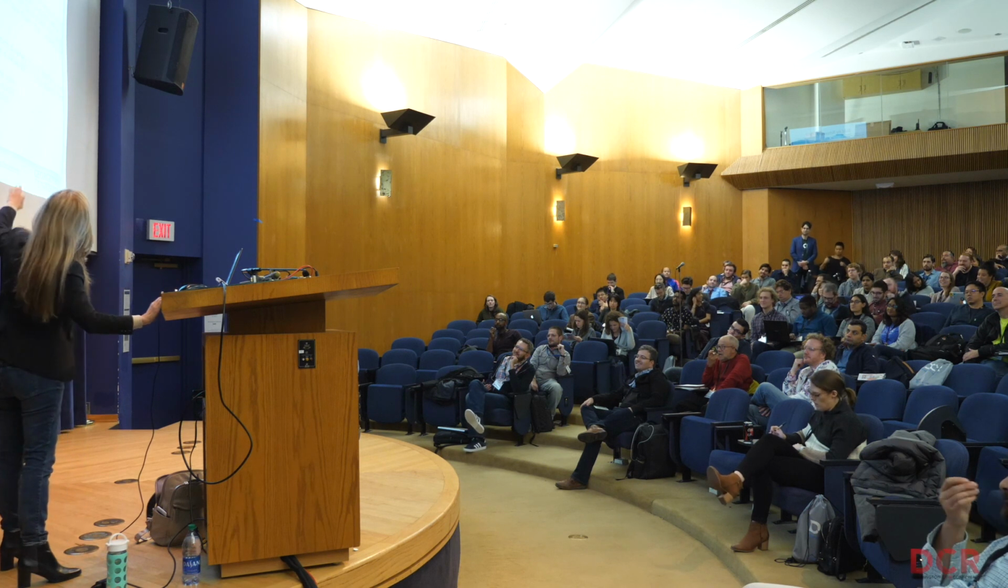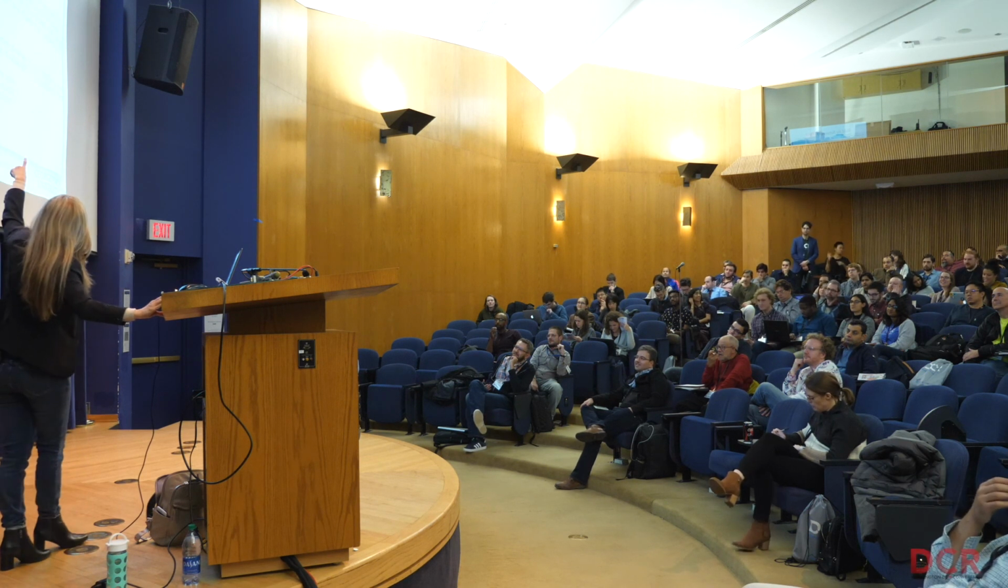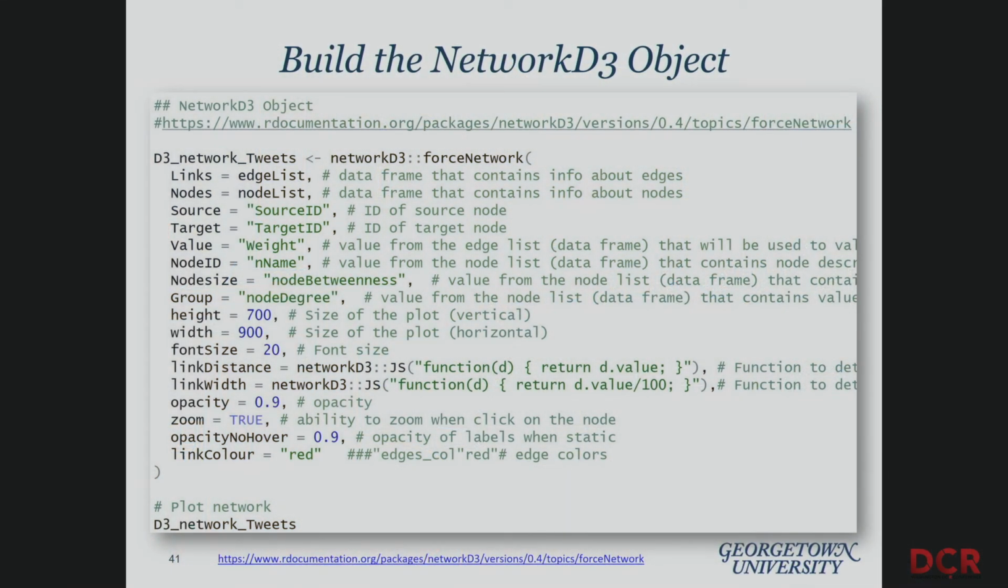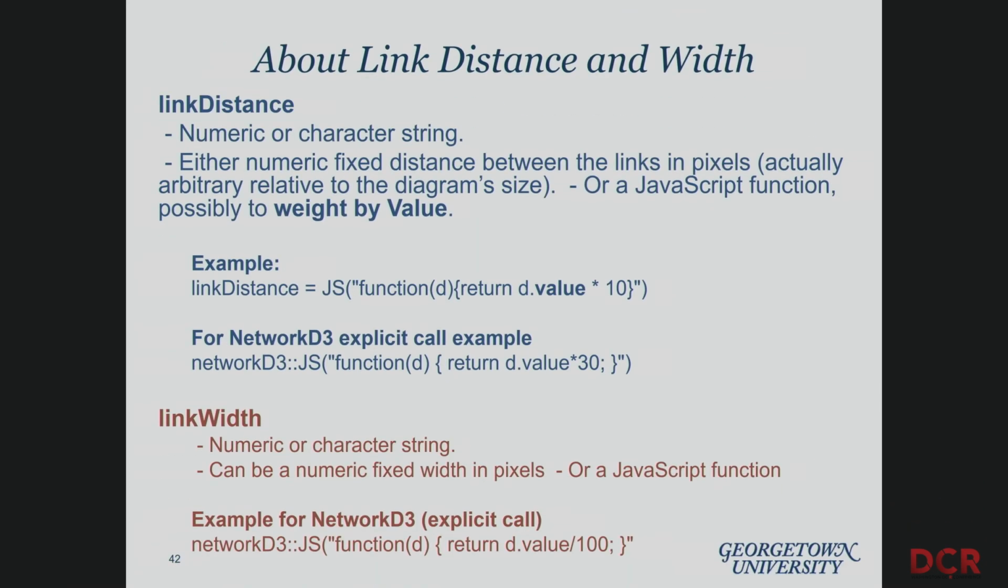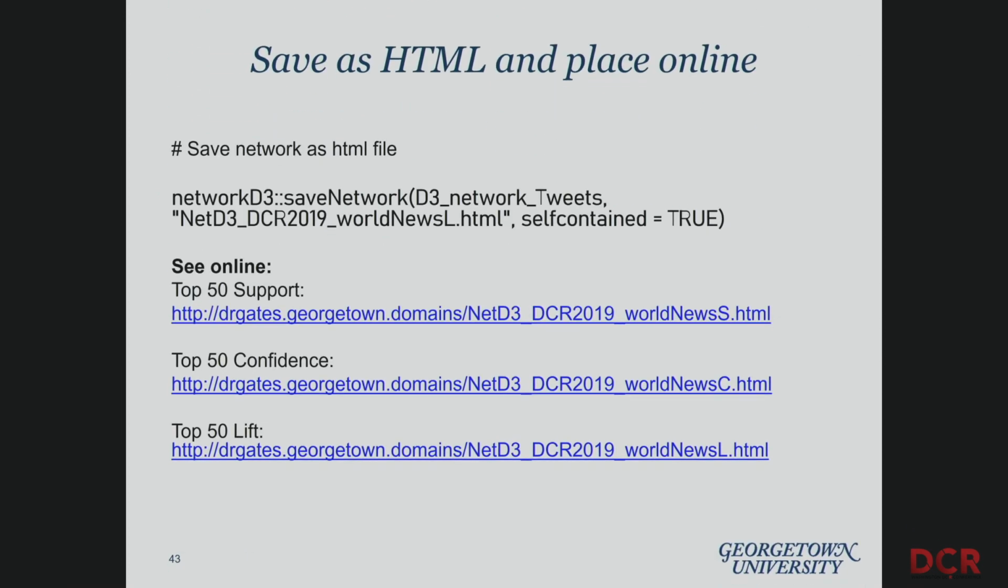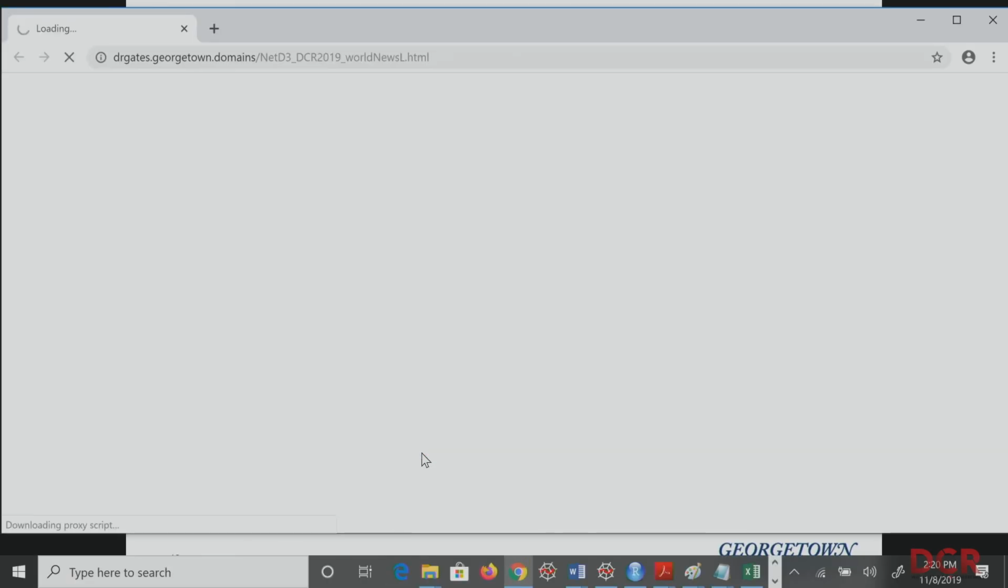NetworkD3 has a JavaScript option that allows you to pull in functionality from value and affect the length and width and so on of your nodes. This is how this works. So I'm done, and let's take a final look at just NetworkD3.